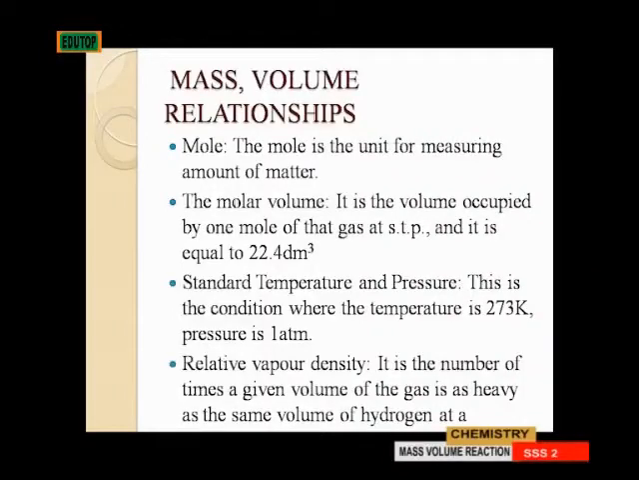What is molar volume? It is the volume occupied by 1 mole of that gas at STP, and it is equal to 22.4 dm³.